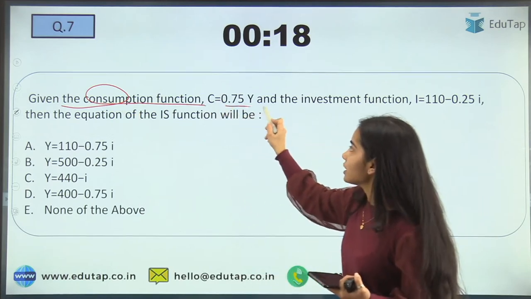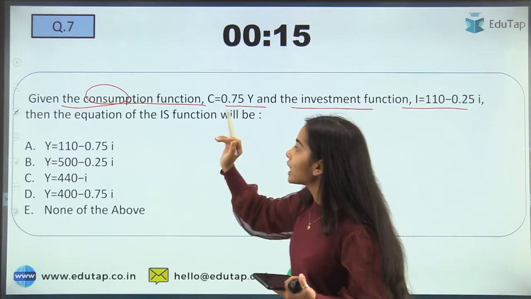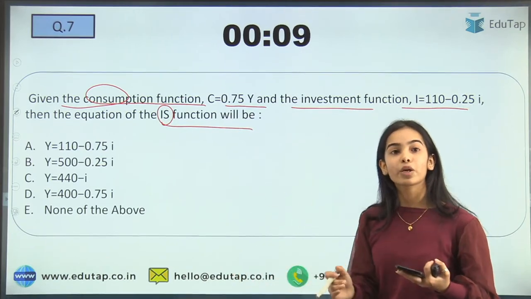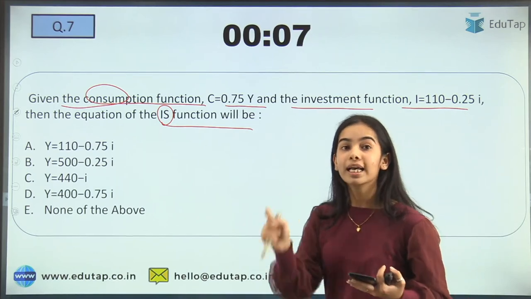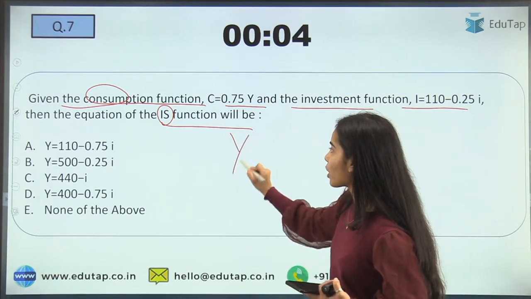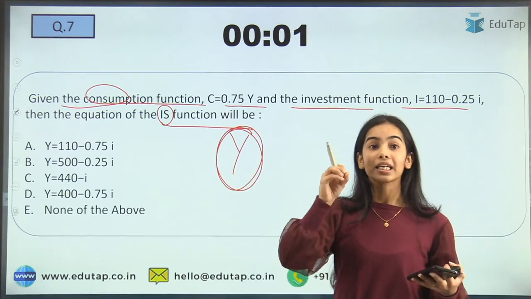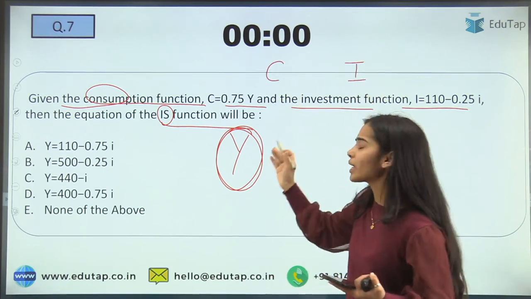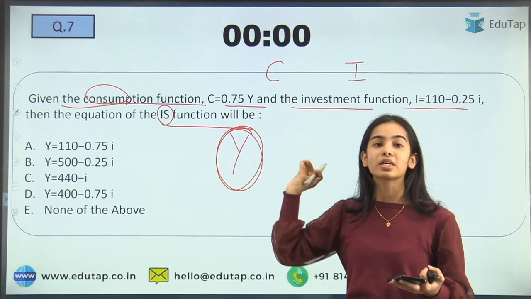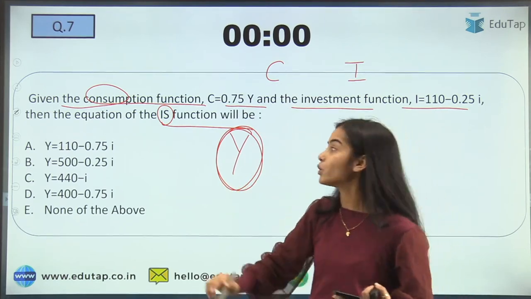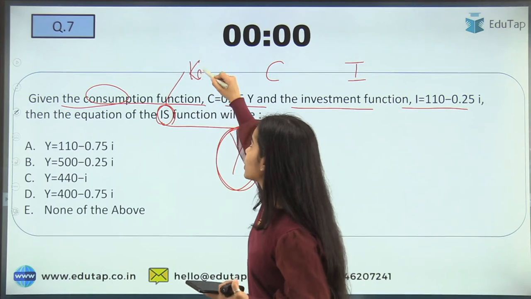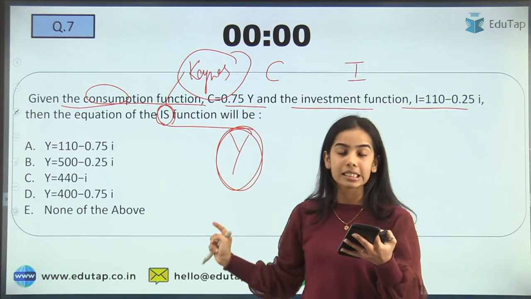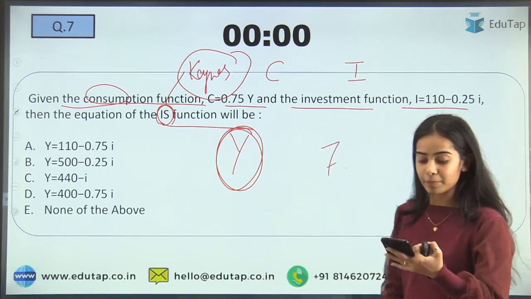Given the consumption function this and the investment function this, then what will be the equation of the IS function? So the consumption equation is given and the investment equation is given and you have to tell what is the IS function. Let me tell you that the IS function tells you about the income, that income is being determined. So if consumption is given, if investment is given, how can you determine the income? Very easy answer once you understand how this is related. And let me tell you that the IS curve was given by Keynes. So I have given you many hints and I hope that now you will be able to answer this question very easily. Do write the seventh and what is the answer.